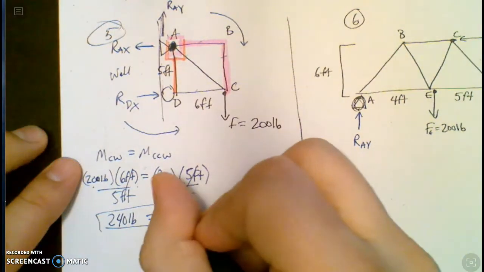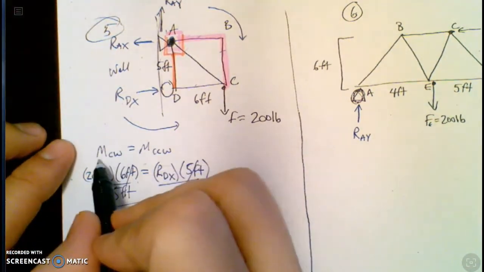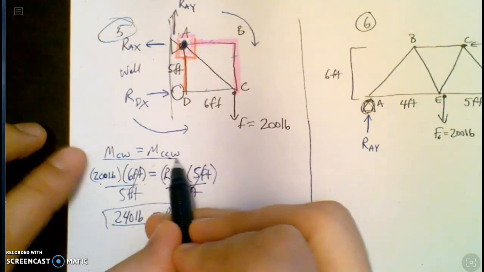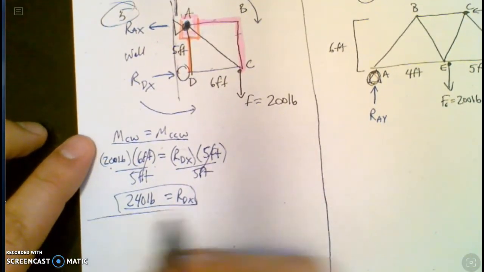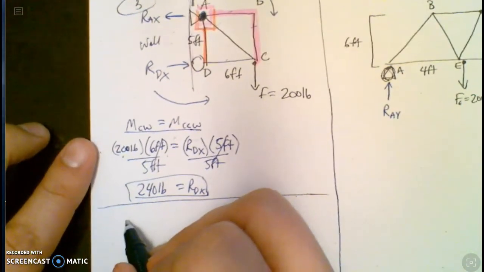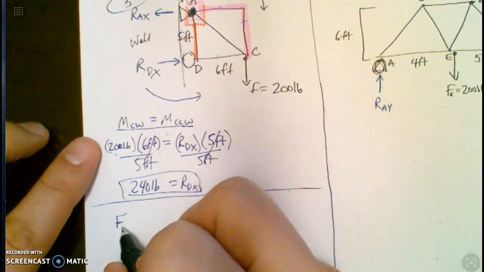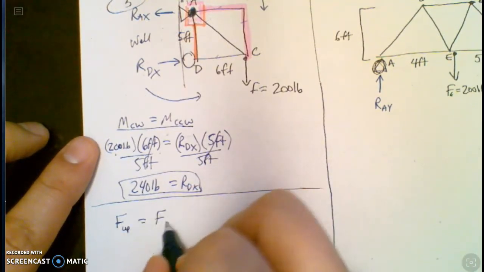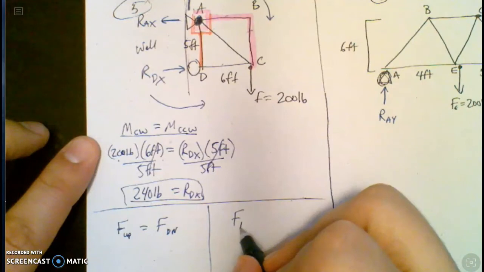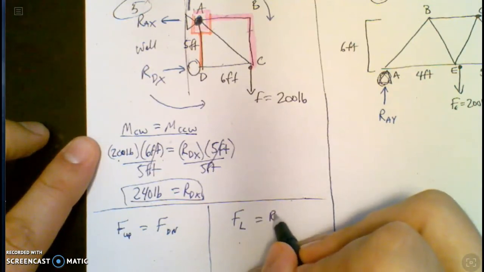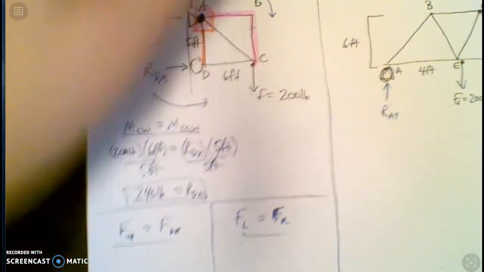And once you find one, it's like a puzzle unfolding in front of your eyes. Once you find RAX and RAY, you know how I said my twisting forces clockwise have to equal my twisting forces counterclockwise? Well, now you go into your total forces: your forces up must equal your forces down, and your forces left must equal your forces right.